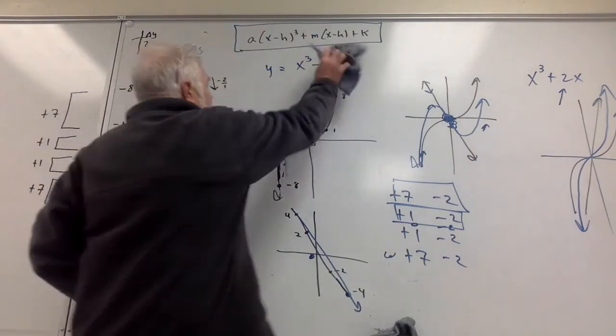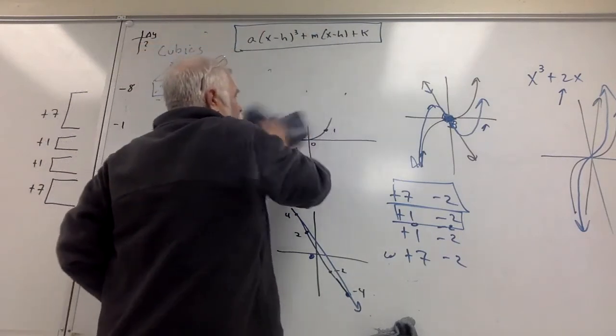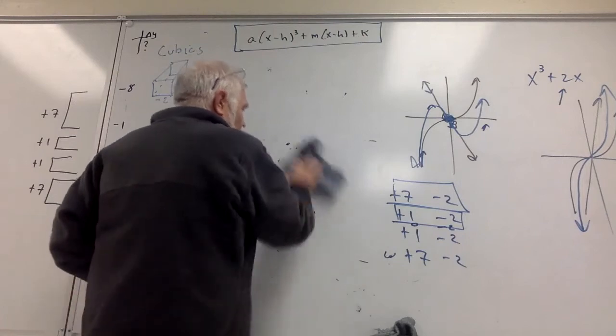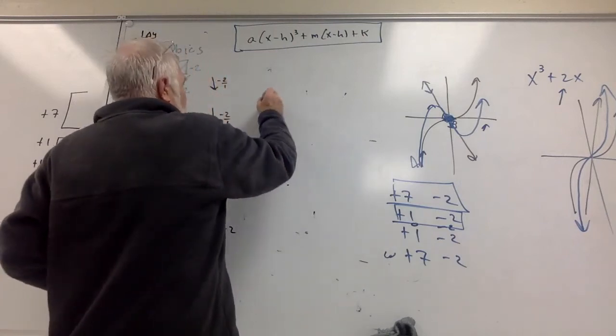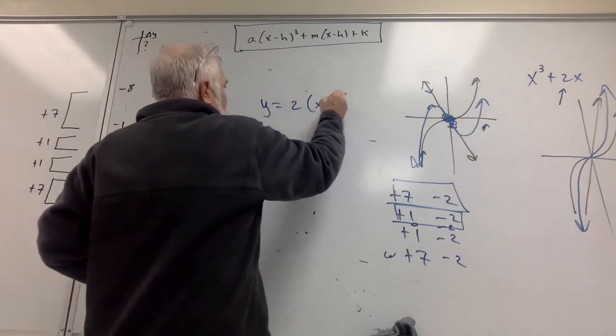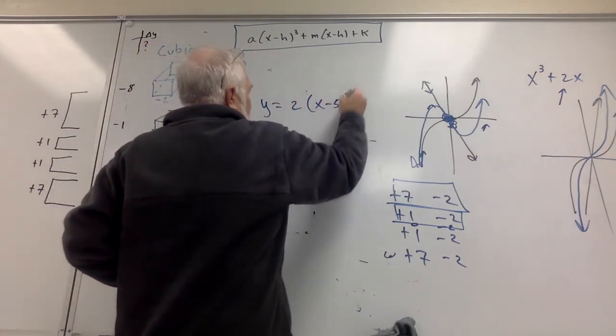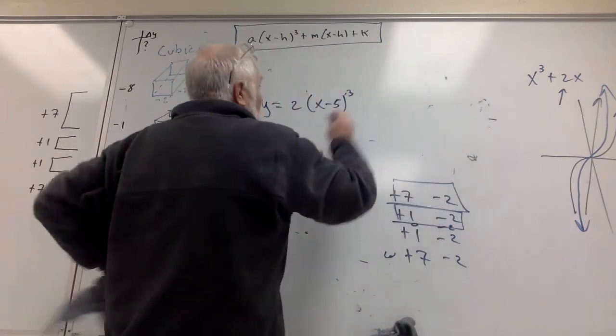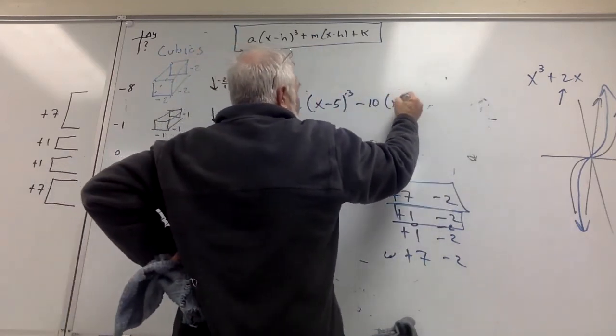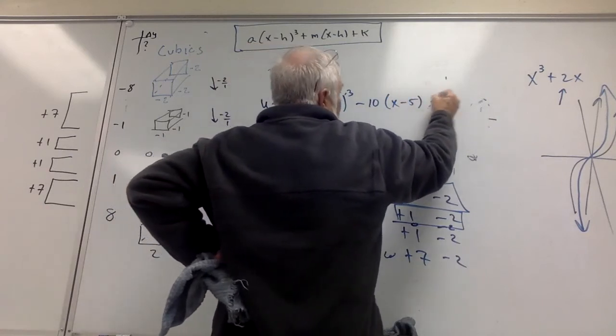So for instance, if you knew how to put it in graphing form, would you be able to envision what this graph might look like? So I'll just write something at random. 2x minus 5 cubed. I'm running out of room here. Let's get this to be, how about minus 10 x minus 5 plus 7.